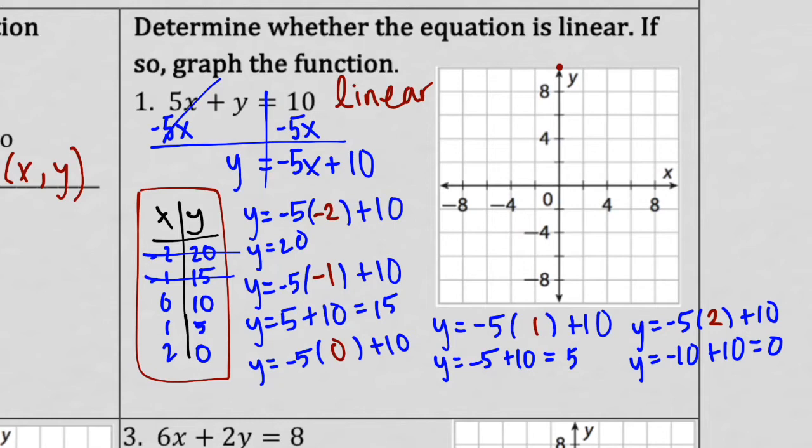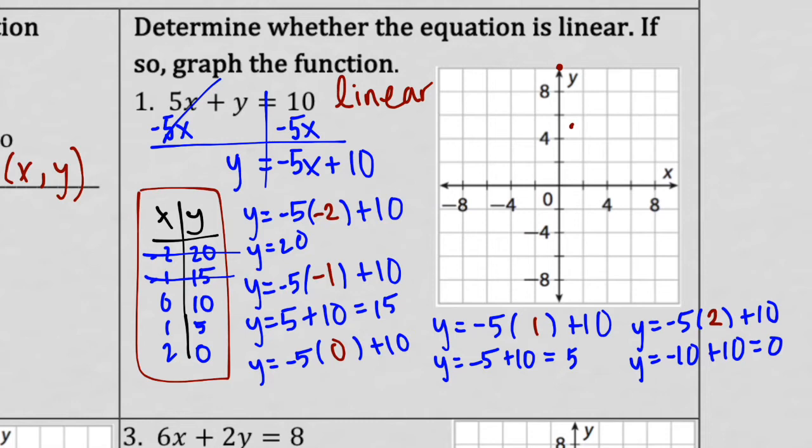15 means go to the right 1 and then go up 5. So 1 to the right is right here in the middle because this is 2, right? 2, 4. So 1 and then up 5. 2, 4, 6. So we want right in the middle of this box right here. That is 15.